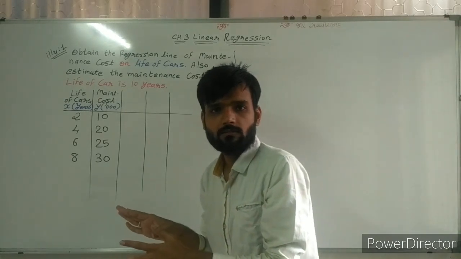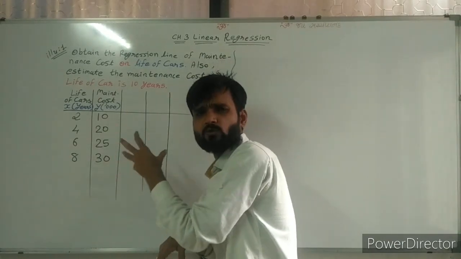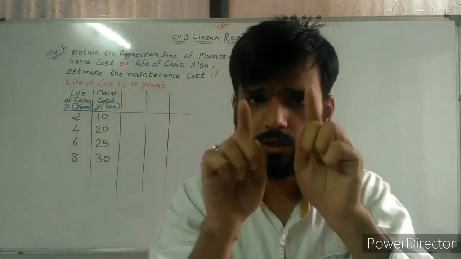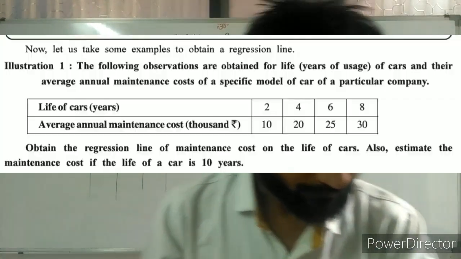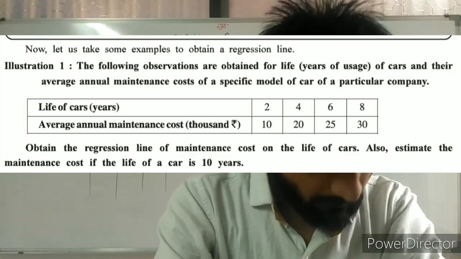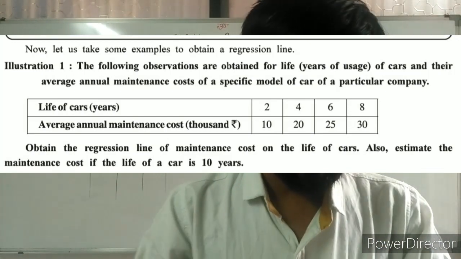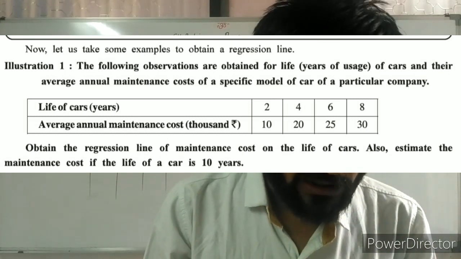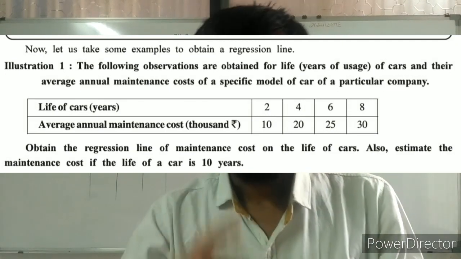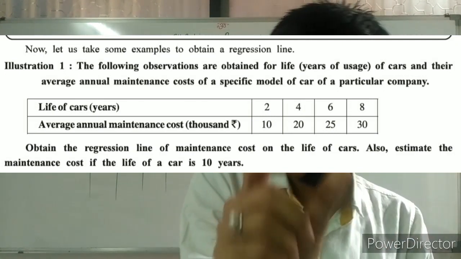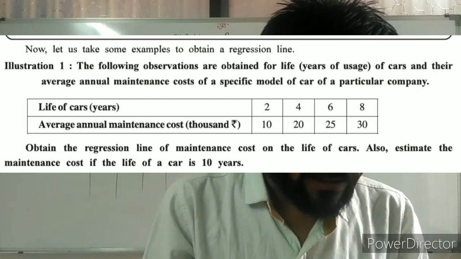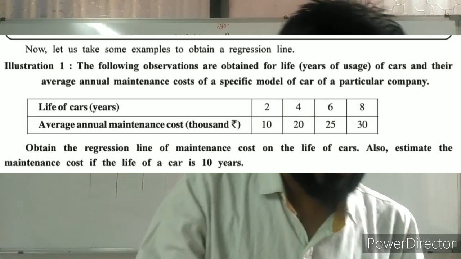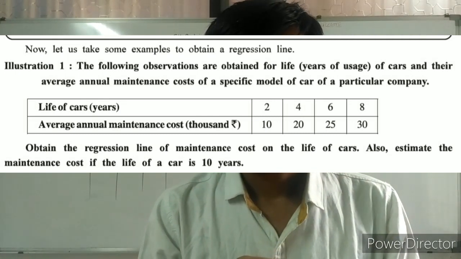because it is written there in a summarized way. So I am reading the question from the textbook, whatever is given in your textbook. Illustration number 1. The following observations are obtained for life in years of usage of the car. It means life of the car and their average annual maintenance cost of a specific model of a car.